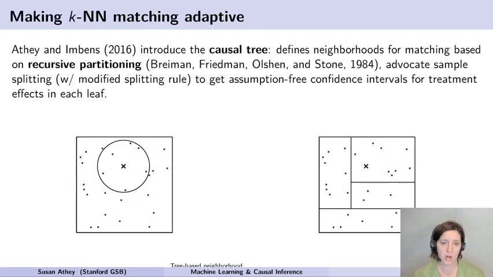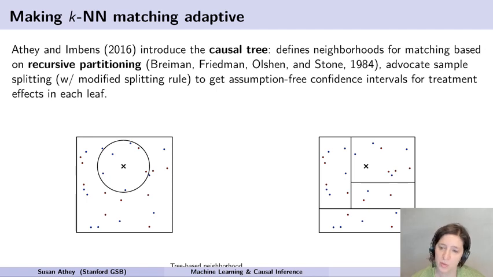So to understand how a causal forest works, let's start with a causal tree. We've already covered causal trees. They define neighborhoods for matching based on recursive partitioning. And they advocate for sample splitting to ensure that we get assumption-free confidence intervals for treatment effects in each leaf. And so we can contrast tree-based neighborhoods with KNN. On the right, we see this picture where for a target x, we're going to understand the treatment effect estimates for x based on the sample average treatment effect for observations in the same leaf as x.